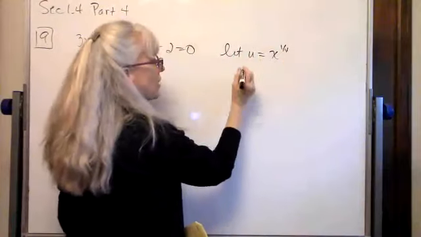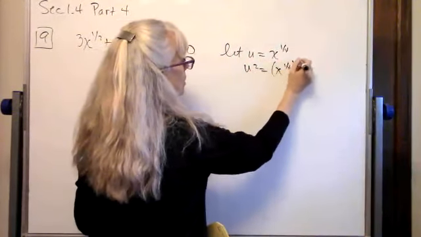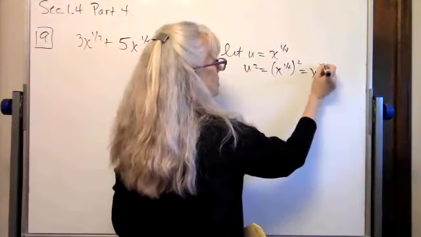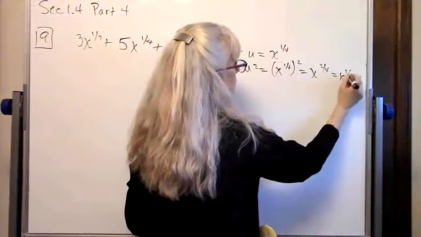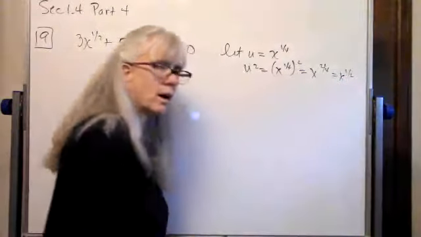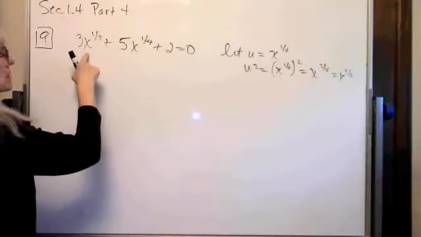And by default, u squared is going to be x to the 1/4 squared, right? So 1/4 times 2 would be x to the 2/4, which sure enough is x to the 1/2. And again, if this confuses you, I wouldn't even worry about it. Just recognize that these are canned, they're designed to work.